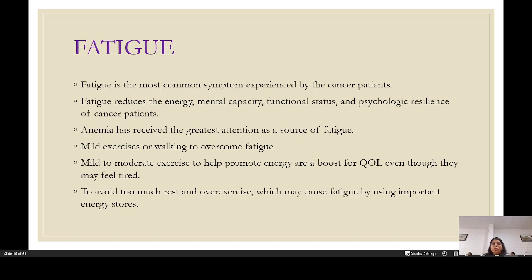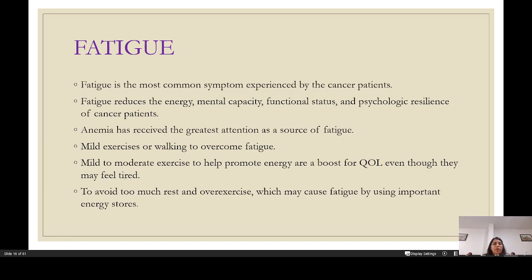Fatigue. Fatigue is the most common symptom experienced by the cancer patient. Fatigue reduces the energy, mental capacity, functional status, and psychological resilience of the cancer patient. Anemia has received the greatest attention as a source of the fatigue.